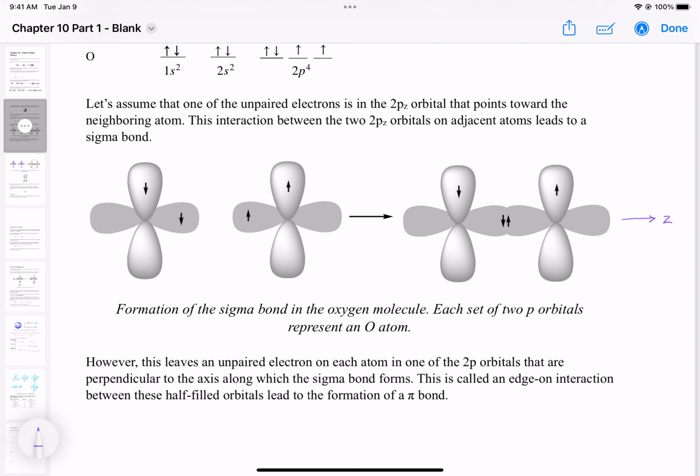So you see here that this orbital now is very close to this orbital. So there is an interaction here. Instead of a sigma bond forming, this is called a side-by-side overlap. So this is what we call a side-by-side overlap.